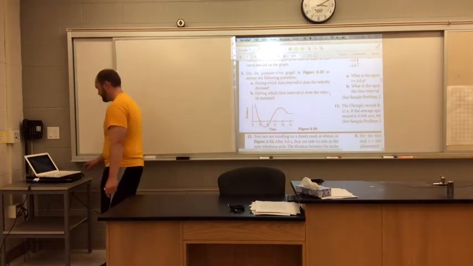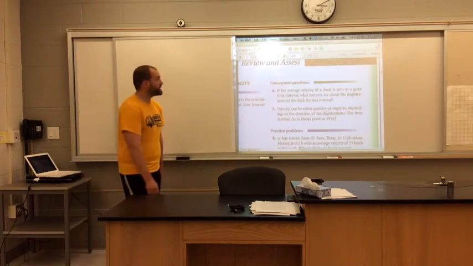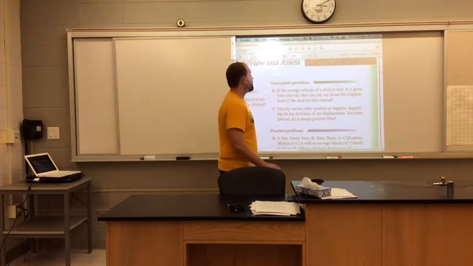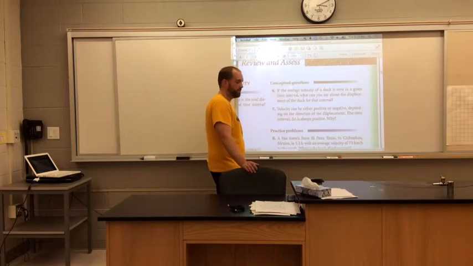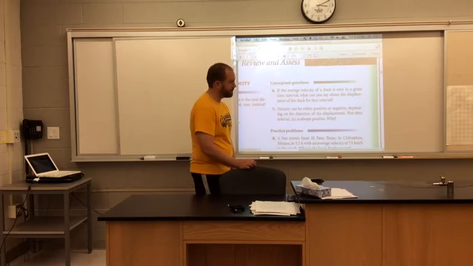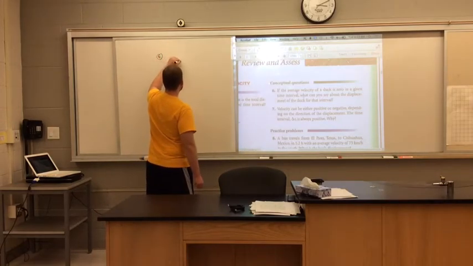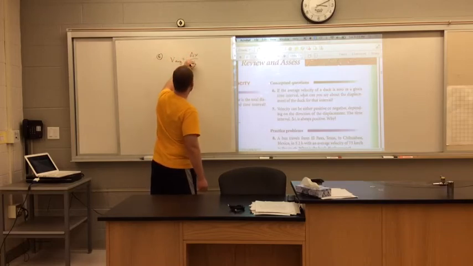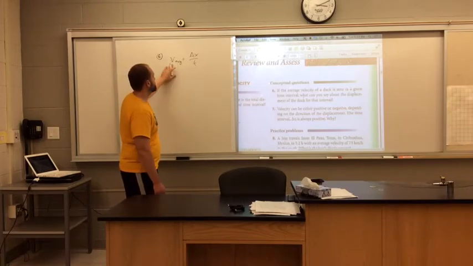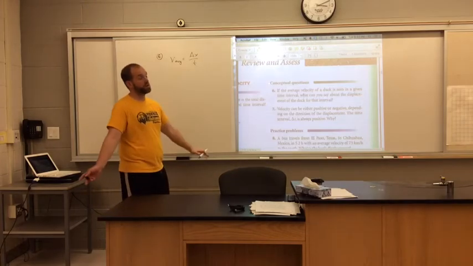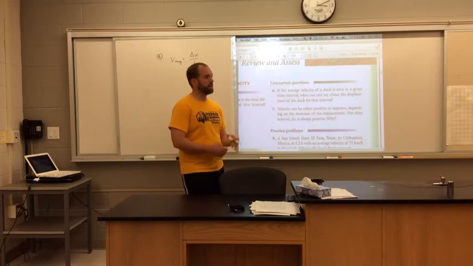Okay, number 6. If the average velocity of a duck is 0 in a given time interval, what can you say about the displacement of the duck for that time interval? So if a duck's velocity is 0 over that time interval, its displacement is going to be 0. You can think of it, if you want an equation to help you, average velocity is displacement over time. If this is 0, then 0 times t is going to be 0, and delta x is going to be 0. Or you can just think it through logically. If the thing is not moving, has no velocity, then its displacement is going to be 0.